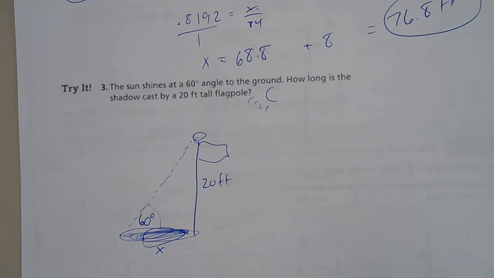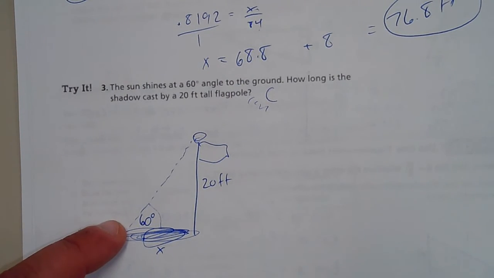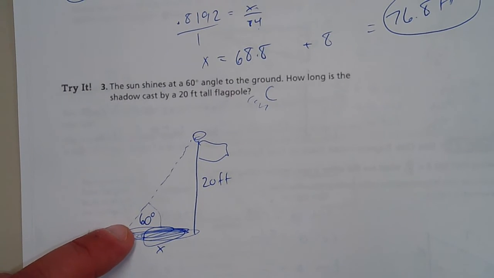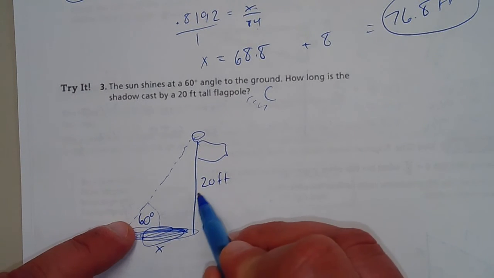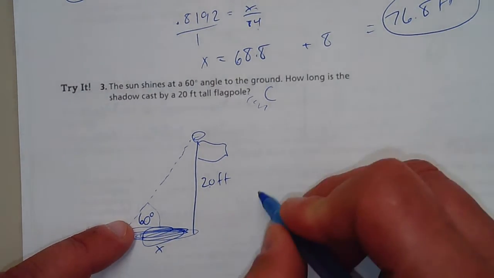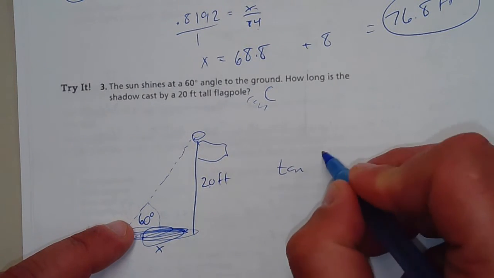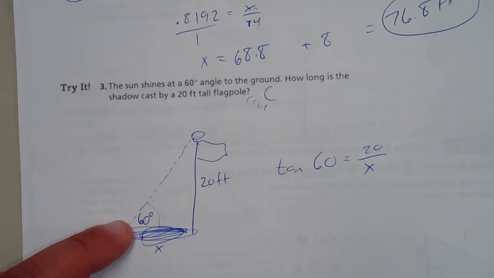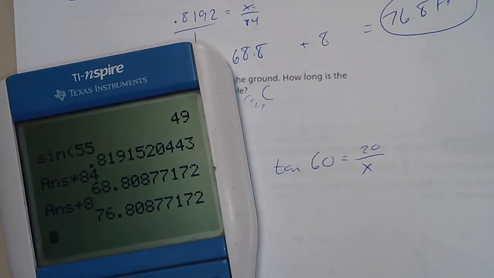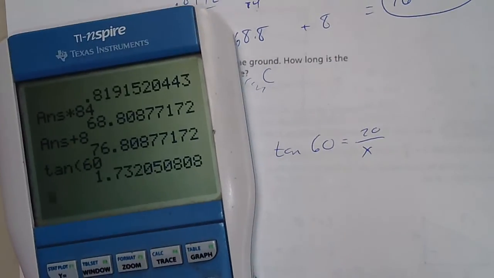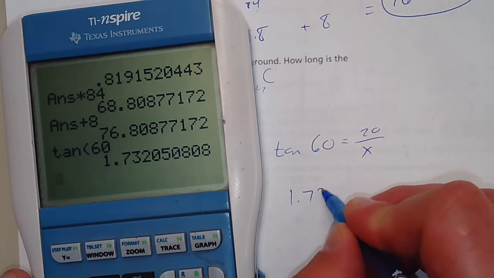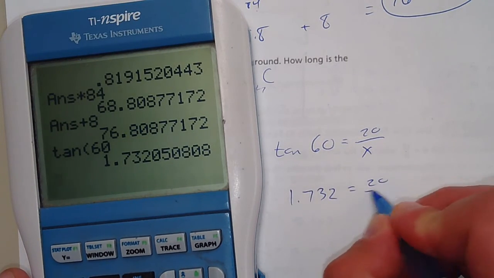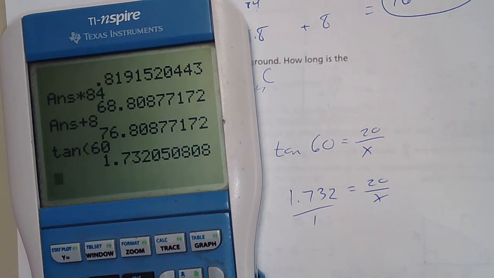Real secret to these problems is reading it and creating a correct diagram. Once you're here, though, now just pick your sine, cosine, tangent and go with it. So in this case, I know the opposite and I want the adjacent. Opposite and adjacent is a tangent problem. 20 over x. Okay, tangent 60 is a number. Specifically, this number, about 1.732. Okay, put this over 1 and solve.